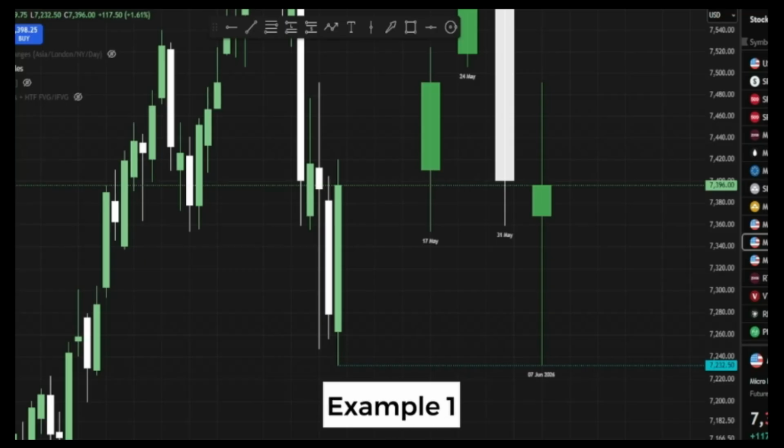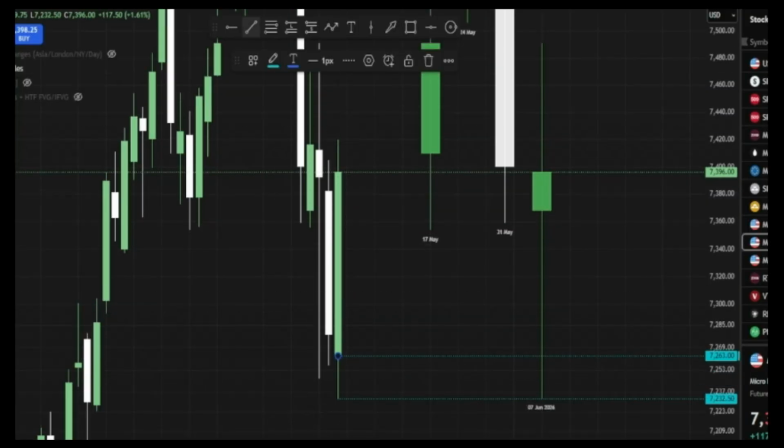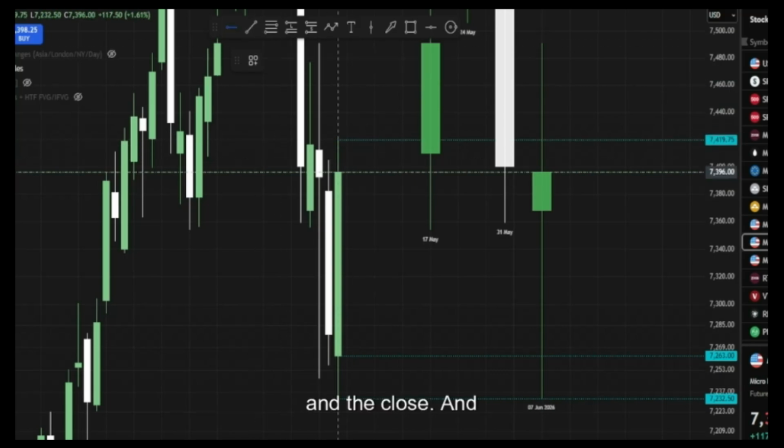Every candle is a power of three. So let's go to the daily ES chart. We'll mark the open, the low, the high, and the close. And we'll go down to the lower time frames to see where the power of threes lie.